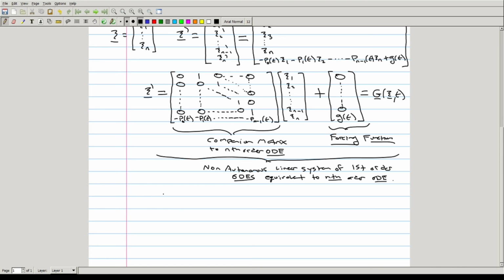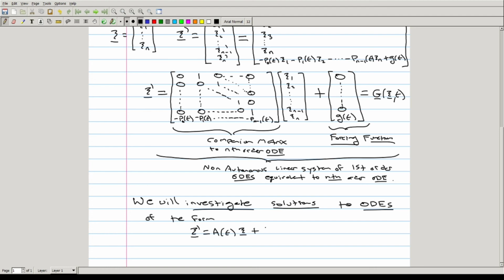So in this lecture, we will investigate solutions to systems of ODEs of the form xi prime is equal to A of t xi plus b of t.